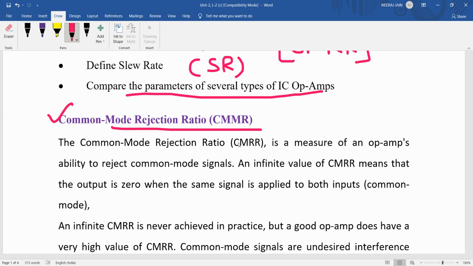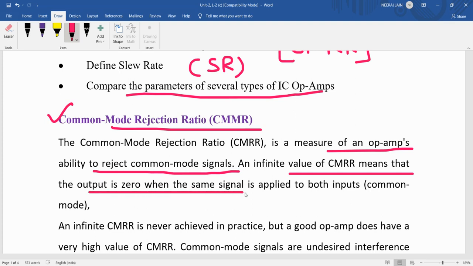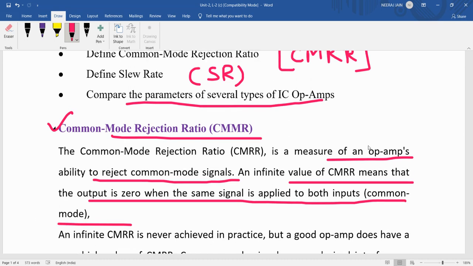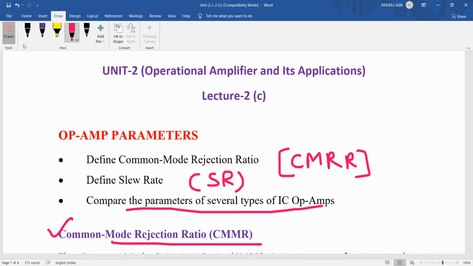Basically, the common mode rejection ratio is a measure of an op-amp's ability to reject the common mode signal. An infinite value of CMRR means that the output is zero when the same signal is applied to both the inputs, common mode. So what is the CMRR? We see that its value should be high.